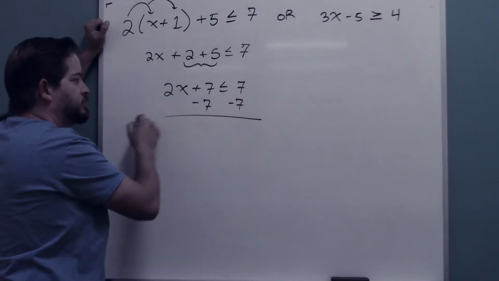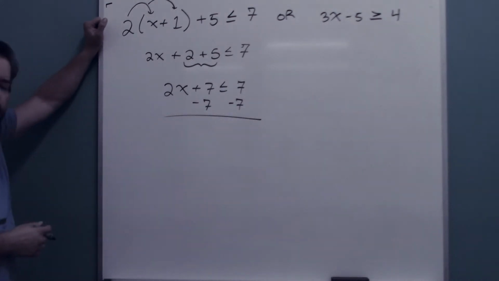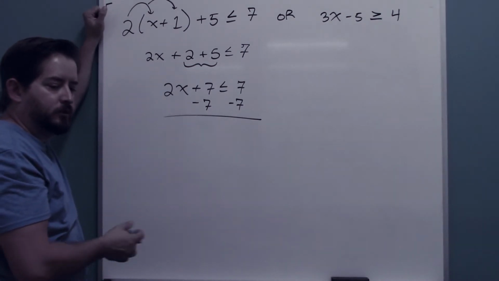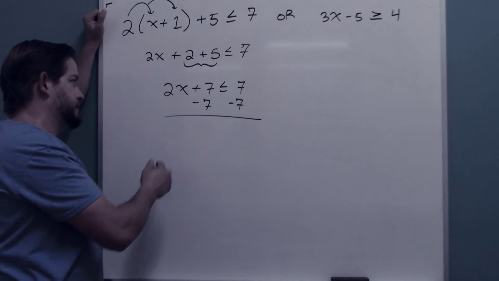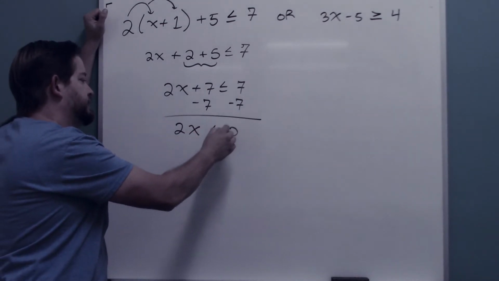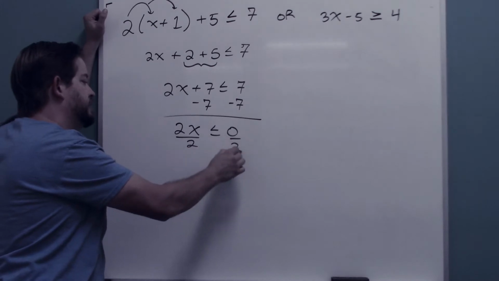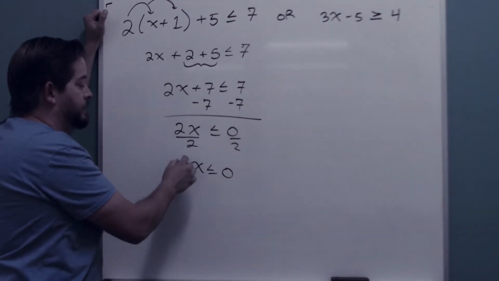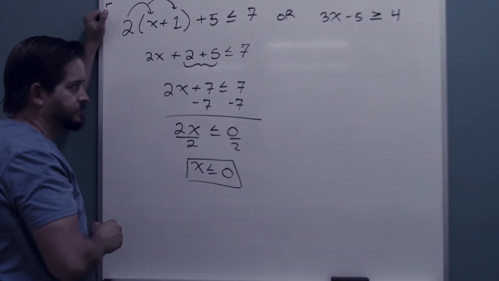Remember that your addition principle is guaranteed, it's given to you, whereas you just have to be careful when you multiply or divide by negatives here. But we're not going to. I end up with 2x is less than or equal to 0. If I divide each side by 2, I get x is less than or equal to 0. That's the first one.